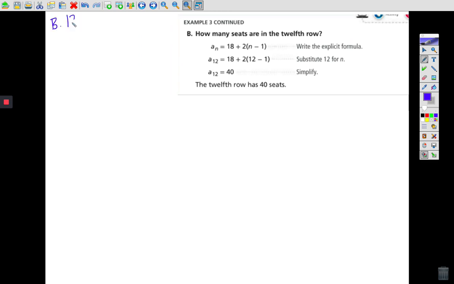So for B, I wrote 12th row so that I knew what I was talking about. I would take that explicit definition that we just wrote, and I would say A sub 12 is equal to our starting point plus our common difference, n, A sub n, so that means n is equal to 12 minus 1, and you would just solve for what was on the 12th row. You would put this straight in your calculator as it looks, and you would get that there were 40. So that means there are 40 seats on that 12th row.